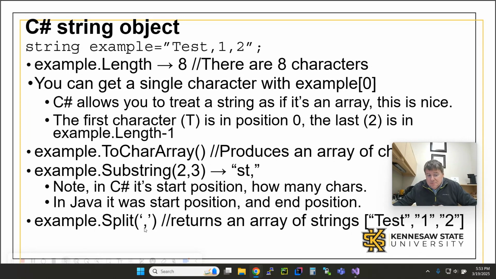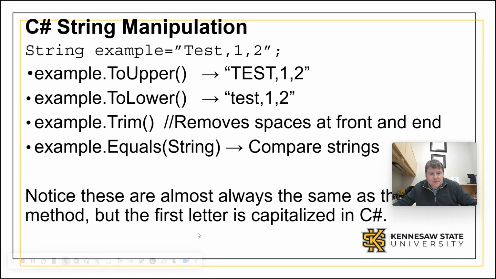All right, we have the split method. This does the same thing that it does in Java. It takes a string and it splits it into an array of strings. So for example, if I were to split this example on comma, then I'll get an array that has test in the first cell, 1 as a string in the second cell, and 2 as a string in the third cell. So same as in Java.